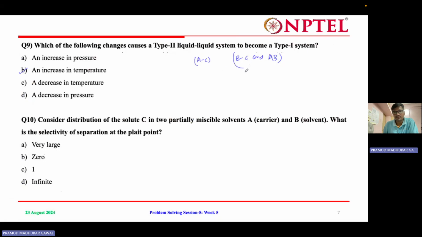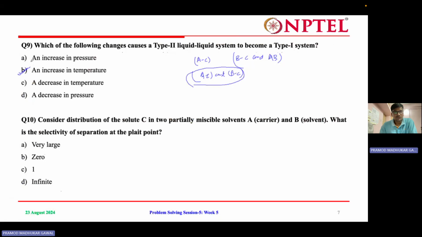When increasing temperature, BC changes. So it becomes miscible in all proportions, like AC and BC, by increasing temperature. So it becomes a type 1 system by increasing the temperature.